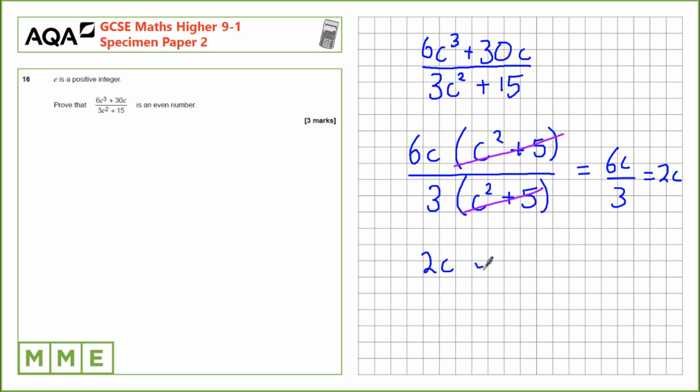So 2c is an even number, because any number multiplied by 2 has to be even. So if we start with 7, we'll have 14. Start with 8, it's already even, but we'll have 16. So 2c is even for all numbers, and that's our 3 marks.